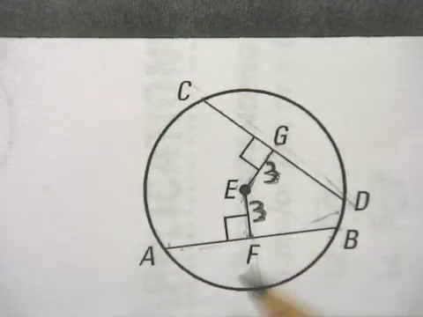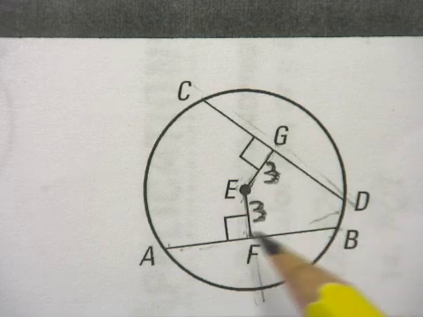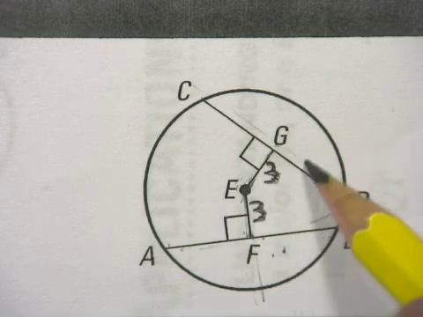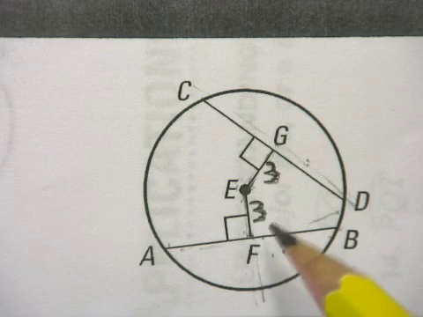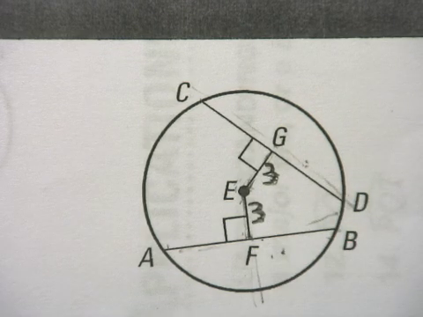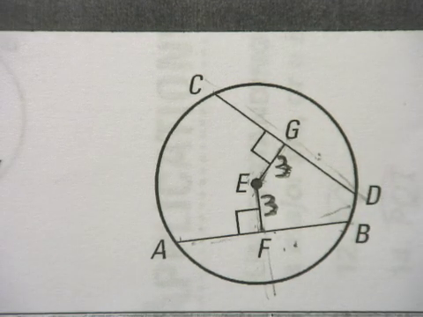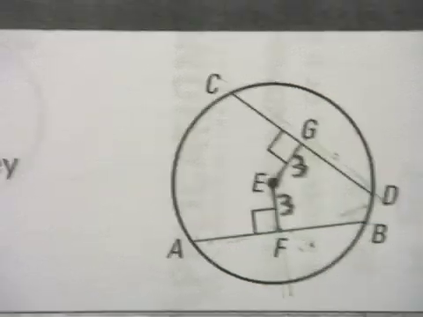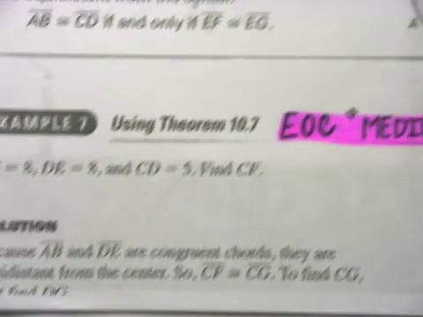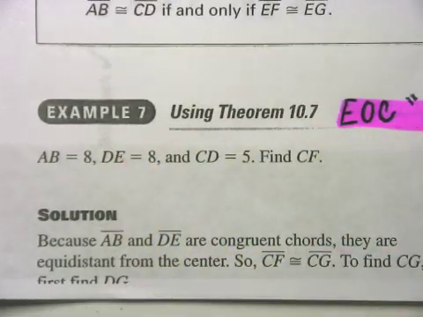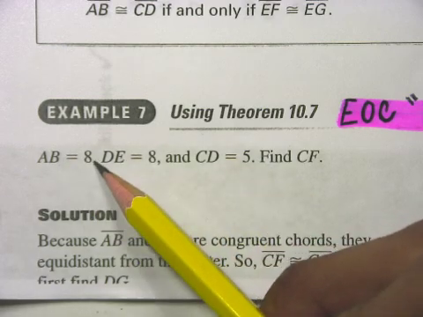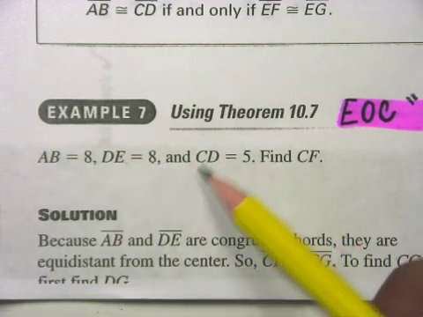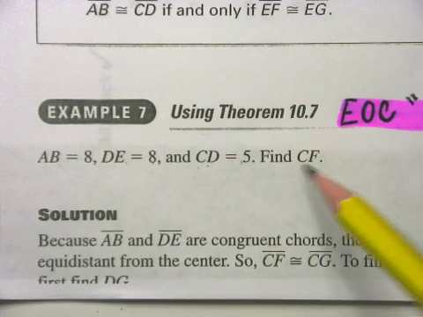Well, if the distance from E to F is 3, and the distance from E to G is 3, you notice here that the chord CD is 3 from the center, and chord AB is 3 from the center. If both these chords are the same distance from the center, then they have to be congruent. That is what that rule is saying. So let's take a look at an EOC question very briefly.